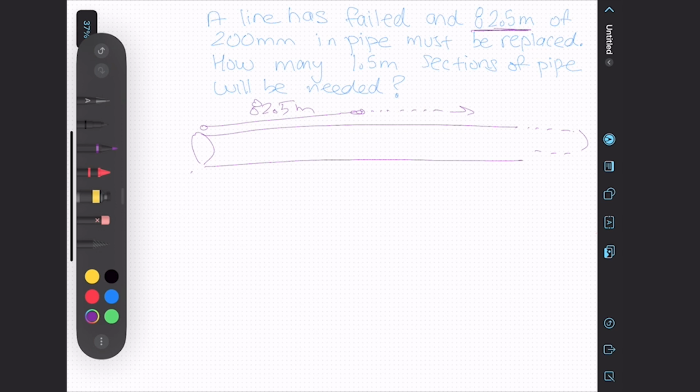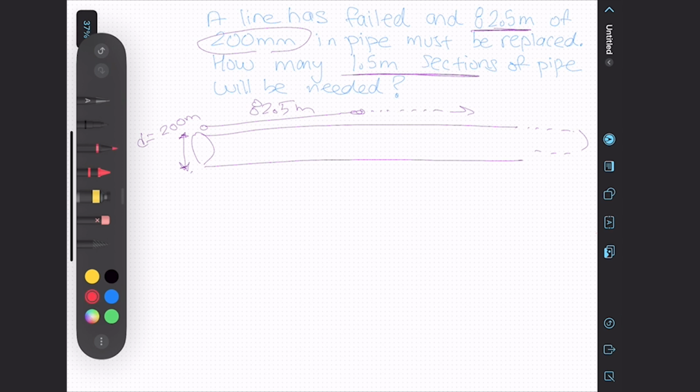We're also told that it's 200 millimeter of pipe. So 200 millimeter, we know, is the face of the pipe, so that is the diameter. 200 millimeter piping. And we know that the pipeline comes in sections of 1.5 meters.